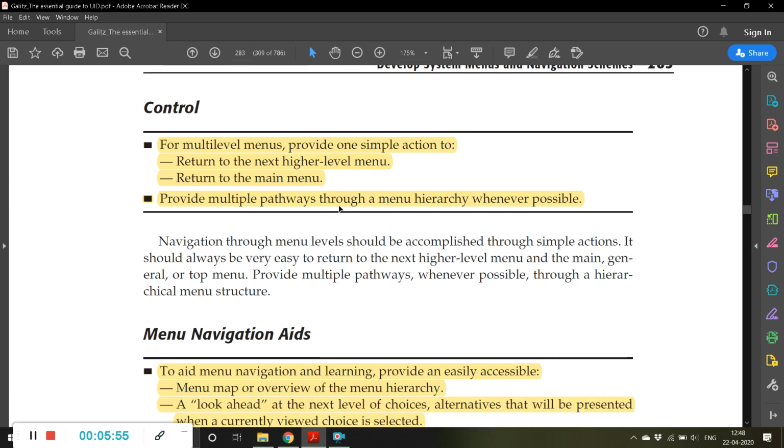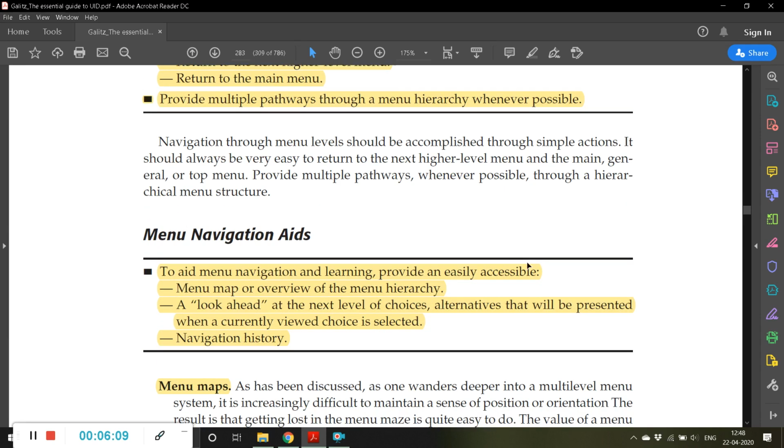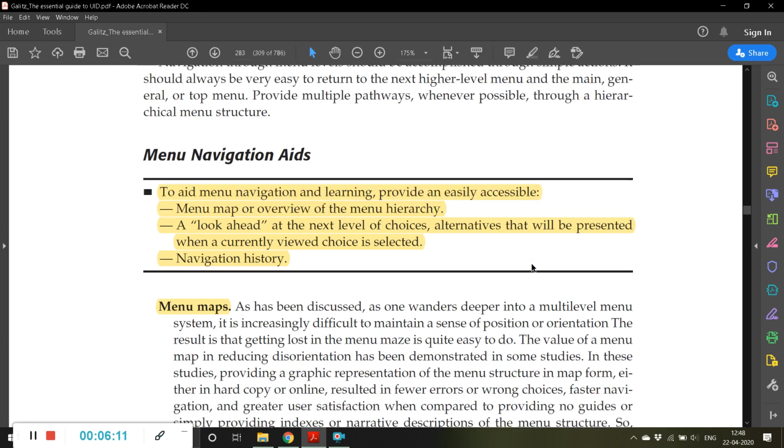Provide multiple pathways through a menu hierarchy whenever possible. So don't always provide a single way. Always provide multiple ways so that the user can traverse between the pages.